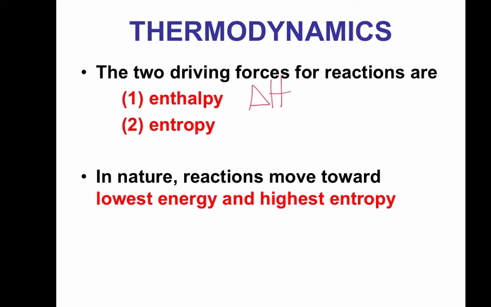Then the second driving force is entropy. That is delta S. We'll talk more about that in a second. Entropy is going to be a measure of randomness. And in nature, reactions move toward lowest energy and highest entropy. An example that I like to use is most kids want to be lazy. And what that means is when they are lazy, their room gets really messy, right? So very low energy, you're being lazy, high entropy. Your room gets messy. It gets more random and more disordered. That's what happens in nature.